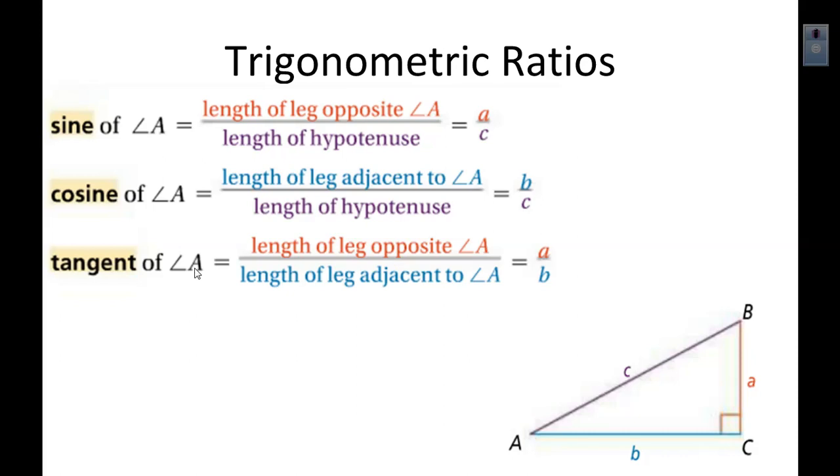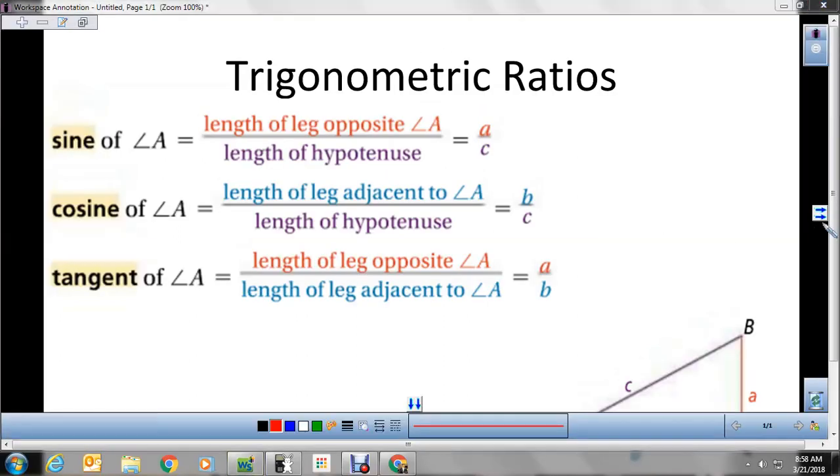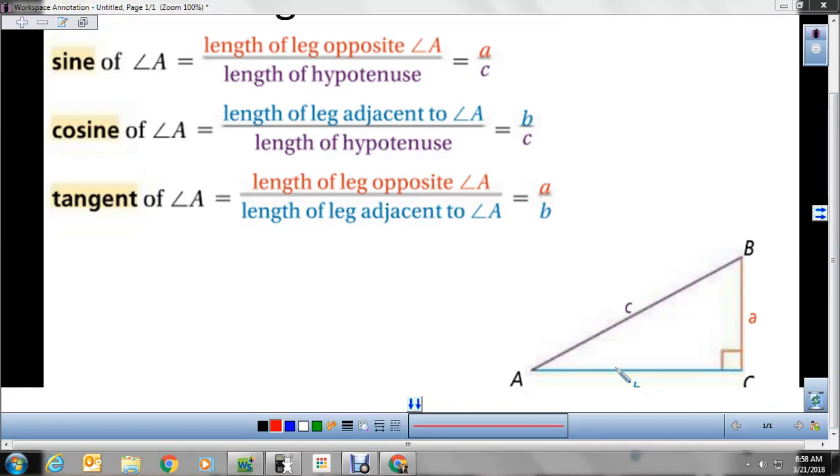So let's take a look here at a way to help you remember this. It's kind of a silly saying, but it helps you remember what sides to put where. So the saying is SOHCAHTOA.